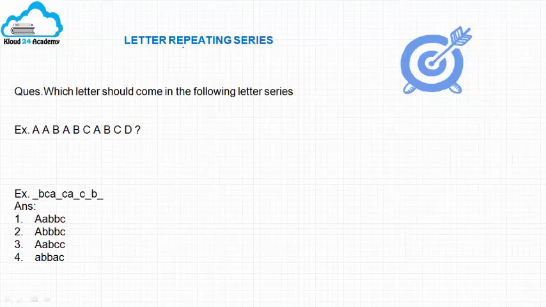So let's look at the letter repeating series now. In this series, letter will repeat quite often. So here the repetition will be very high. Let's try to understand this with the help of questions. Question 1. Which letter should come in the following letter series? A, B, C, A, B, C, D, question mark.